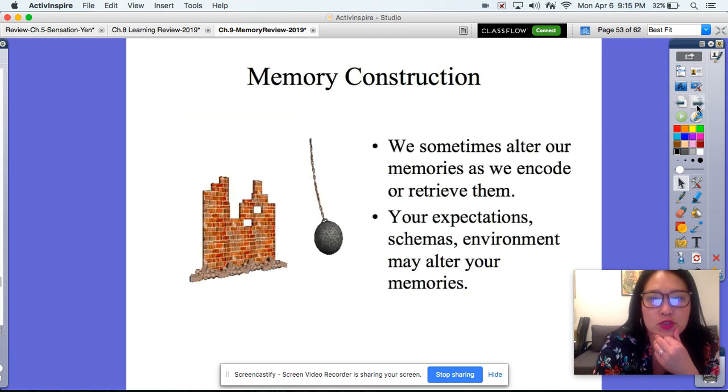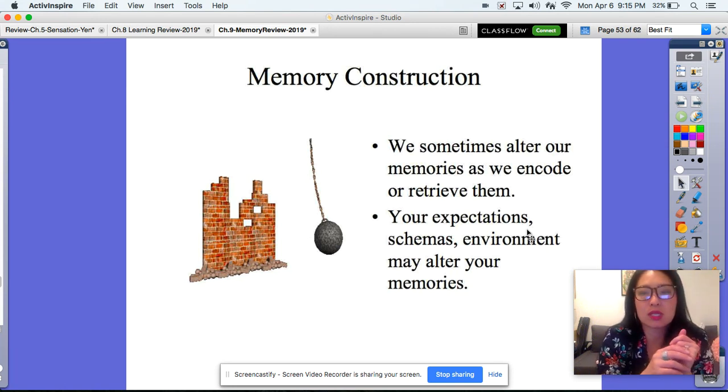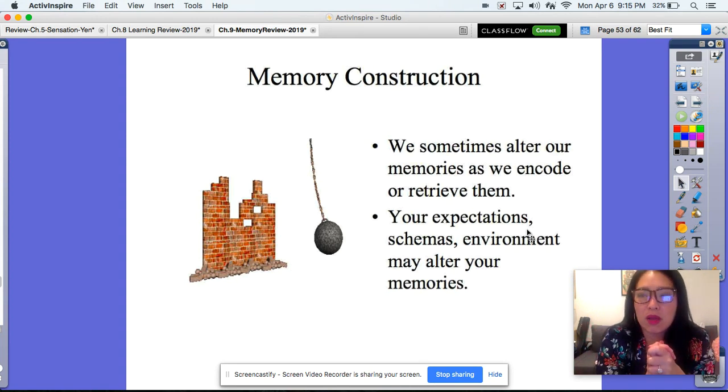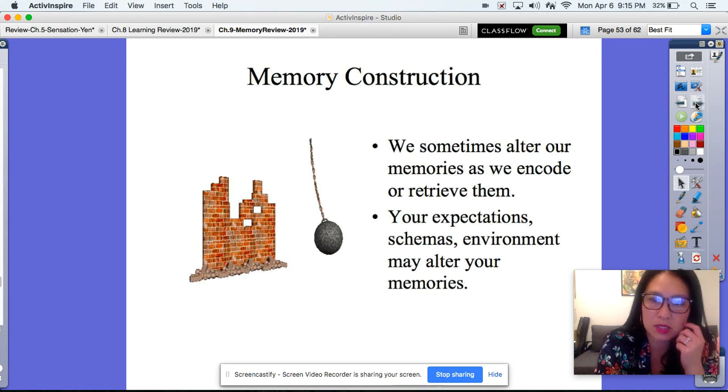Okay, memory construction: we sometimes alter our memories as we encode or retrieve them. A lot of us are not going to have the same memories, even though we're experiencing some of the same things. That can be in a conversation, it can be COVID. A lot of times we're going to look back on similar situations through a different lens, because we're all different humans and we all have different schemas, memory abilities and experiences.